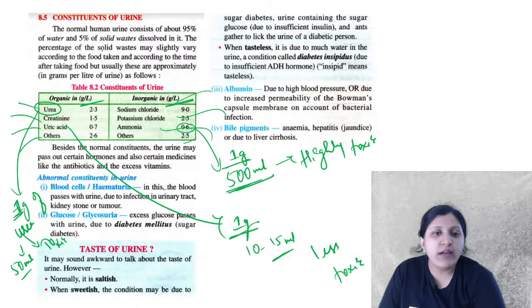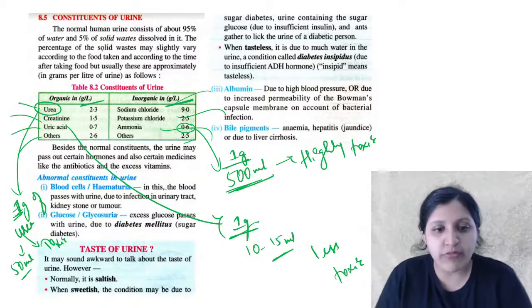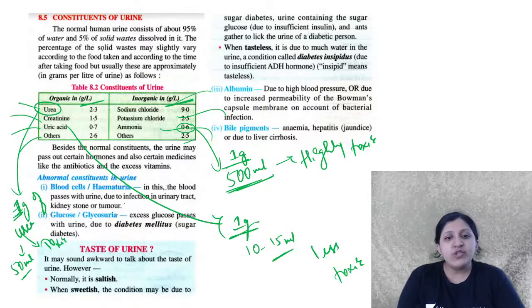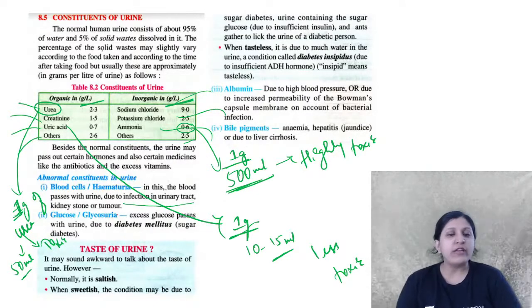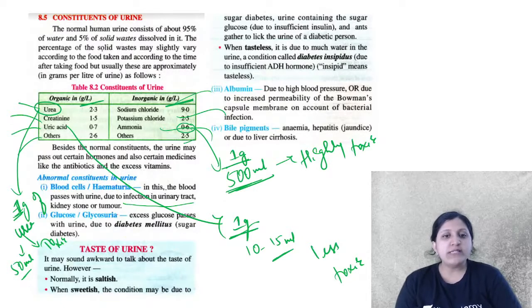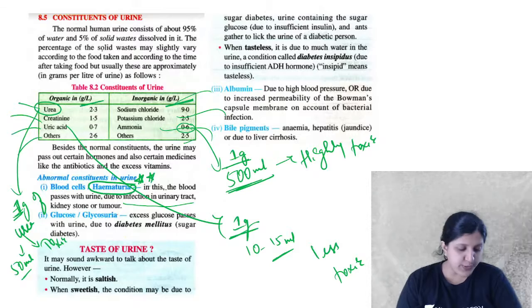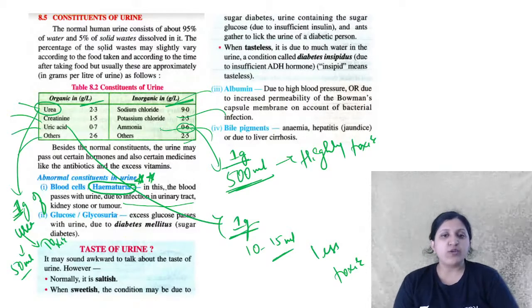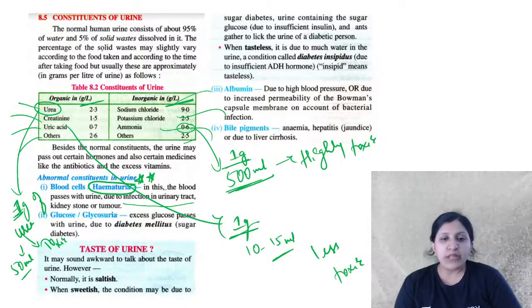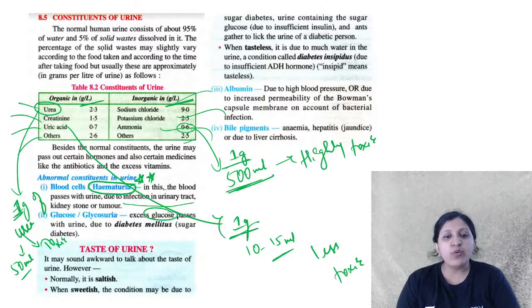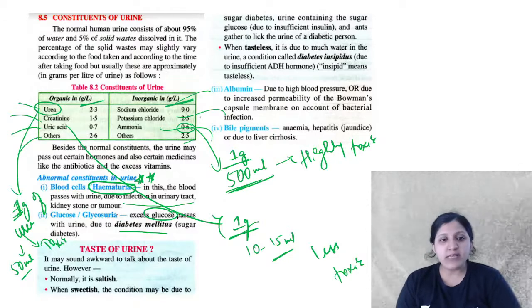Then abnormal constituents of urine: blood passes with the urine. That is due to infection in the urinary tract, kidney stone or a tumor. These are the abnormal ones. When we find blood cells, they'll ask you this question, so keep in mind what exactly is hematuria: basically the blood is going to pass along with the urine. Then glucose or glycosuria: an excess amount of glucose is going to pass through the urine, and that we mention as a condition of diabetes mellitus.